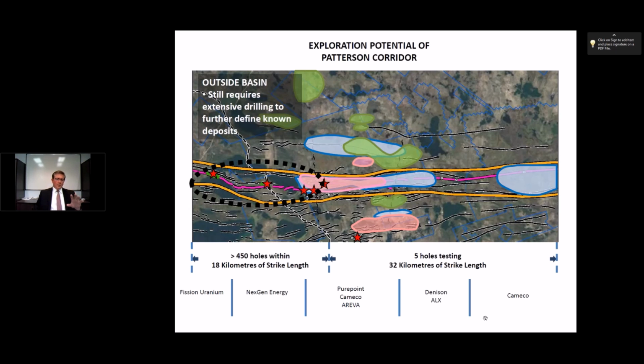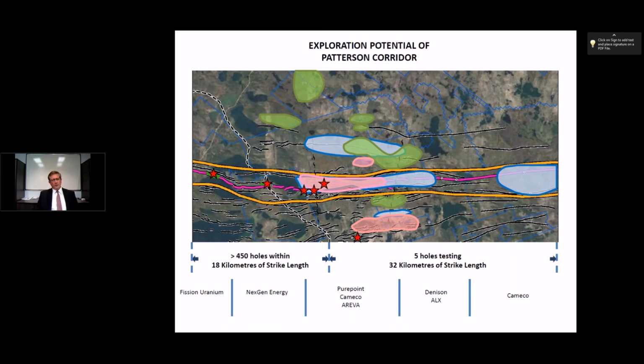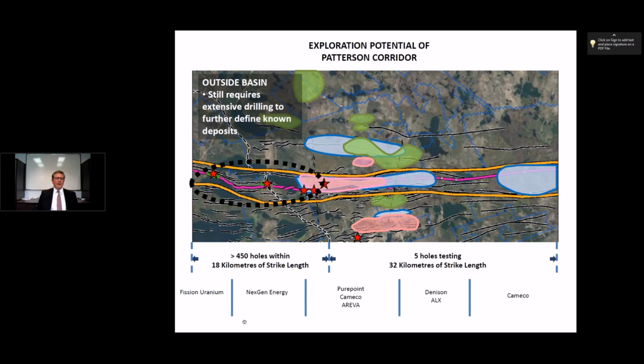So to break it down and to summarize, I think outside the basin, in the shallower areas or areas where there's very little sand cover and where the current deposits and resources are being identified, I think there's still a significant amount of drilling that can be done to start to define those deposits further, to expand them, to fill in those gaps, and see what in fact does lie in that area.